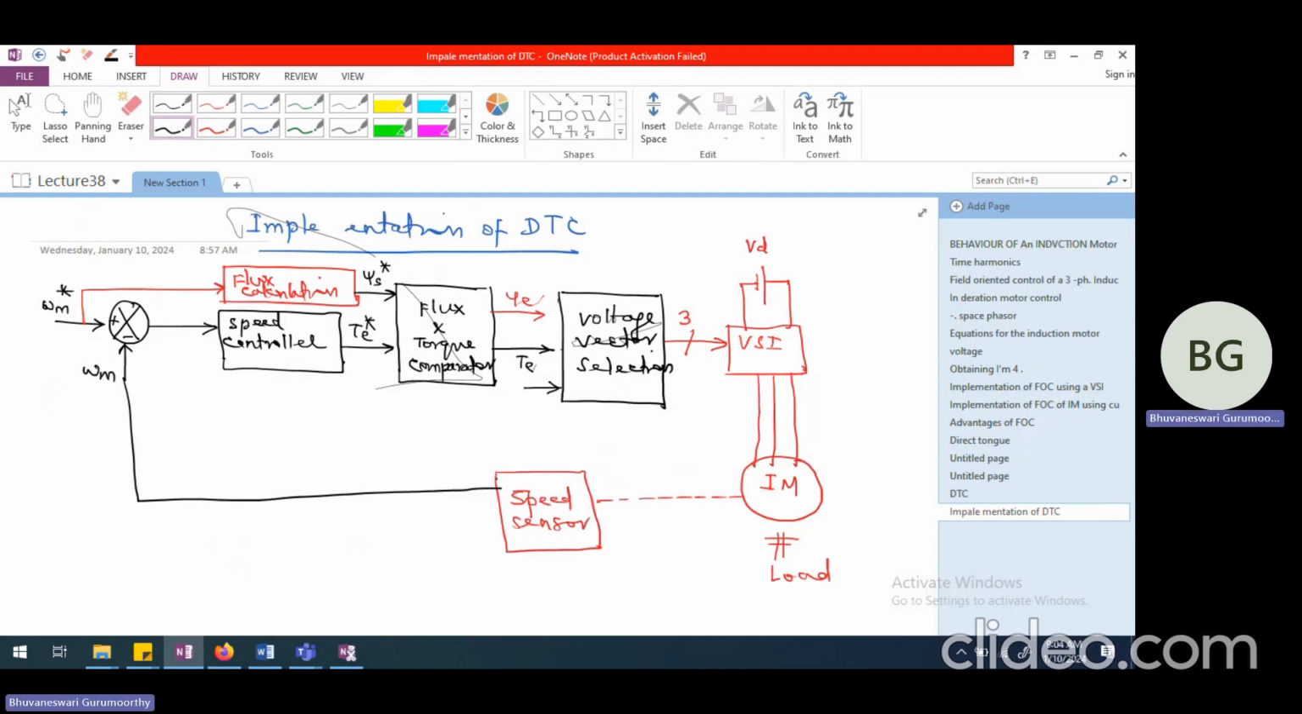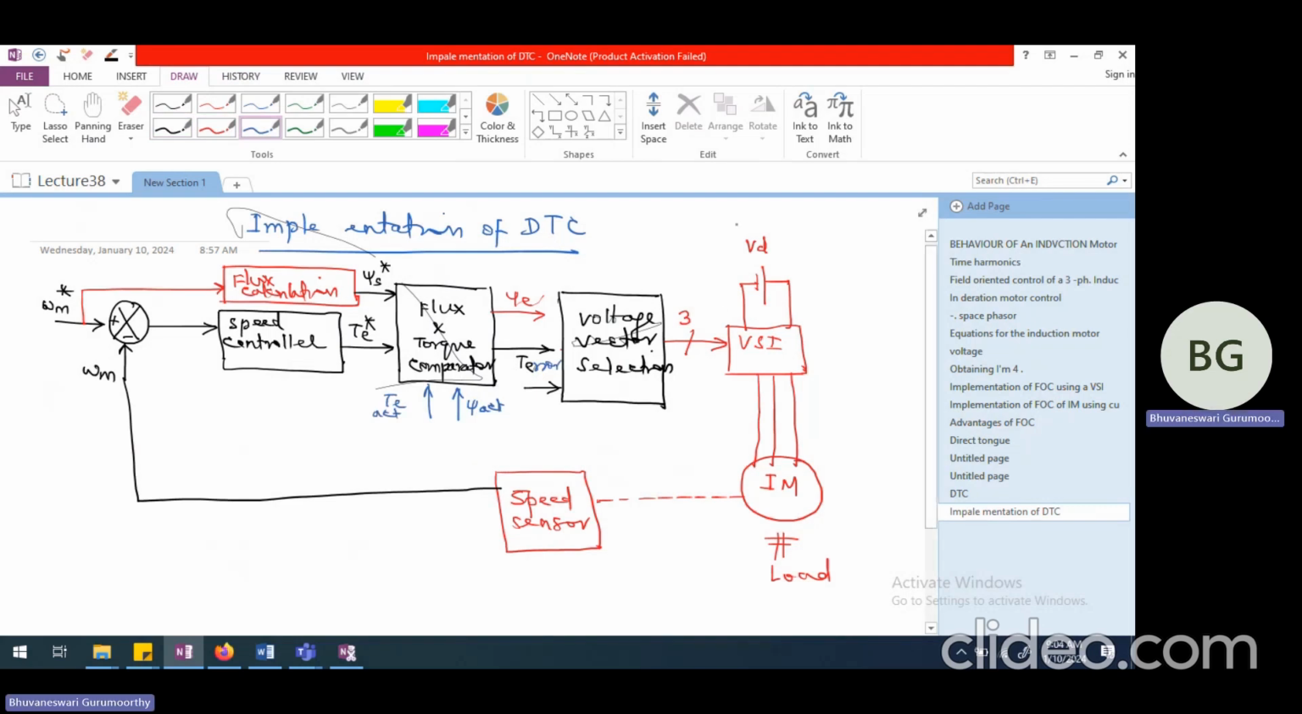Now, the flux and torque comparator has to compare the reference values of flux and torque with the actual values of flux and torque. So this is going to be psi actual, and this is going to be TE actual. And this is torque error. What I have shown here is the torque error. It's not electromagnetic torque, it is torque error.